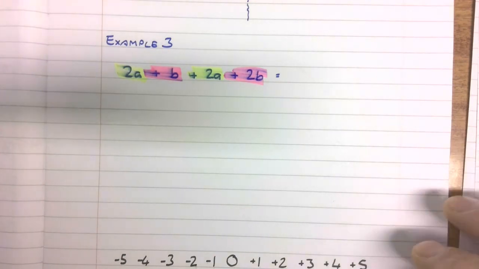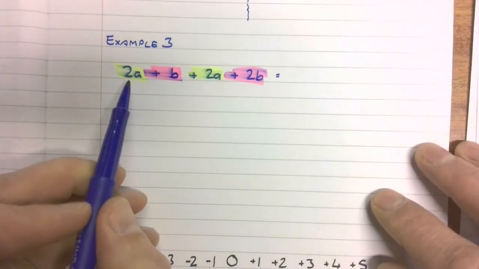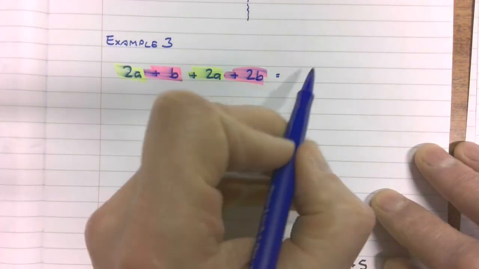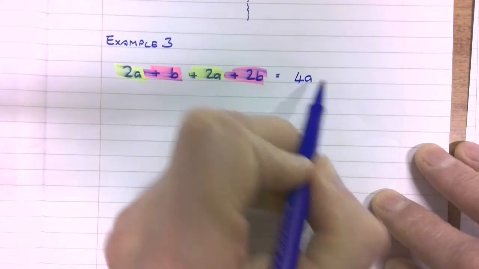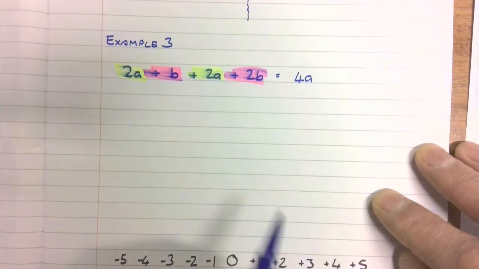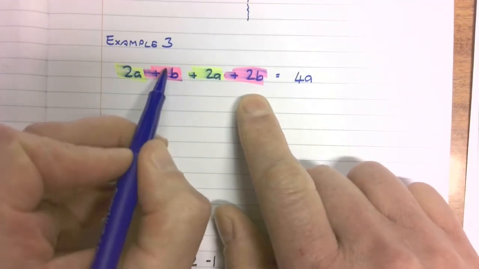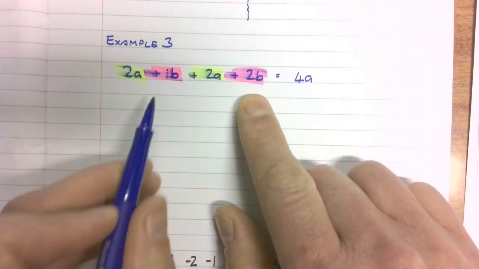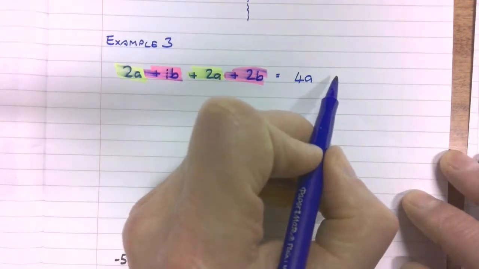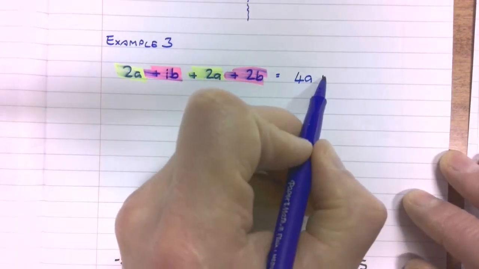Otherwise I'll forget whether I'm doing plussing or minusing. So I've got 2 A's and I'm adding 2 A's, right? So that's going to be 4 A's, isn't it? And with the B's, I've got a B, that's just 1 B. 1B and 2, that's 3B's, isn't it? Okay, but it's going to be positive 3B's, isn't it?